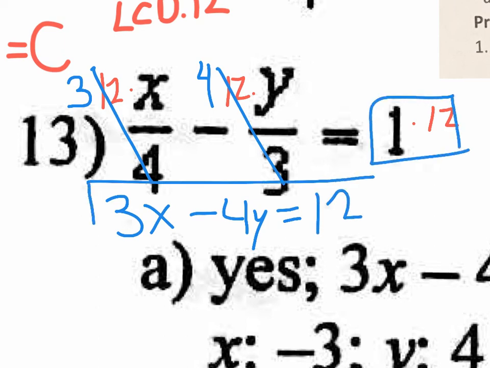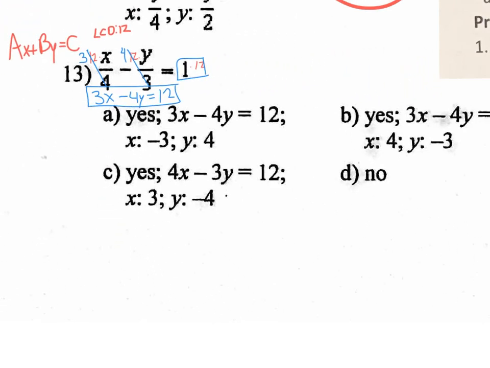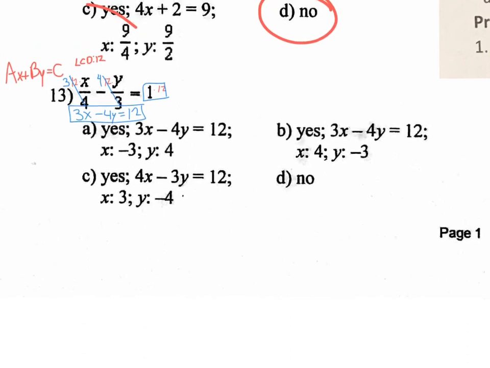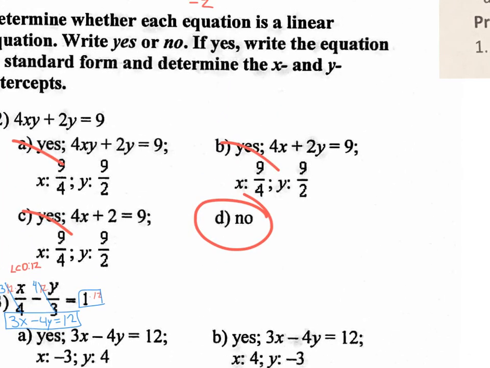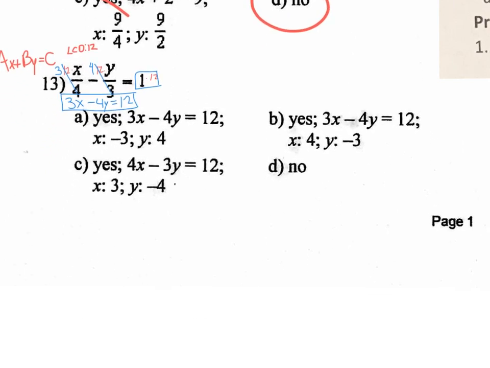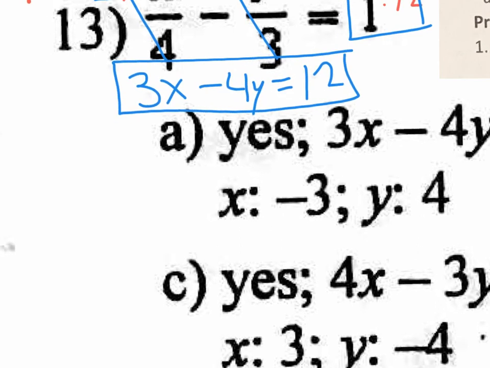And ladies and gentlemen, that's your standard form equation. We got rid of the fractions. So if we look for 3x minus 4y equals 12, it's either A or B. And now for the final thing that they ask, they're asking for the x and the y intercepts. So let's find the x and the y intercepts of 3x minus 4y equals 12.